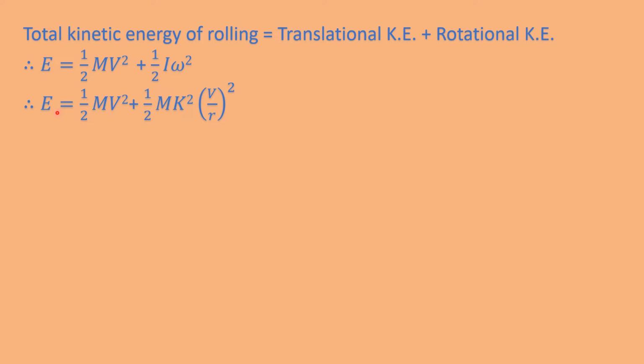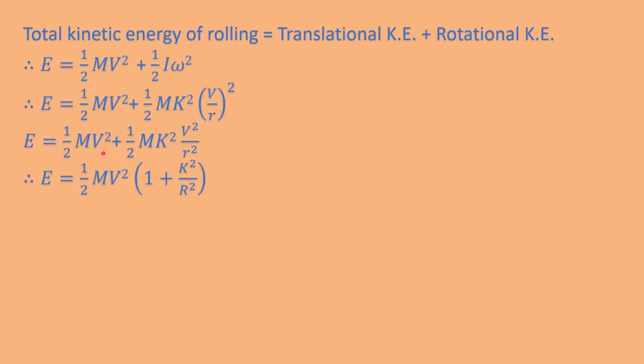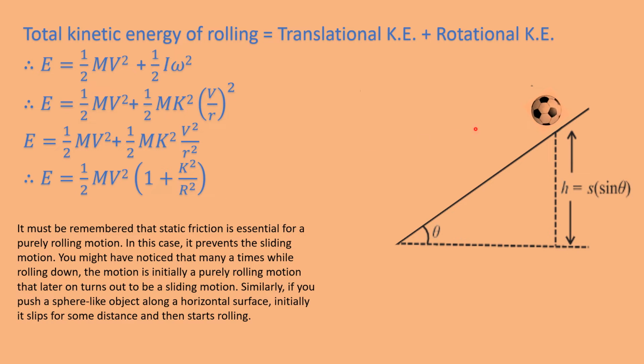So we can write the E value is equal to half mv square plus half mk square into (v upon r) the whole square. Open the bracket, and it is found that half mv square is a common factor, and we can take it out of the bracket, and we can write the equation as E is equal to half mv square into the bracket 1 plus k square upon r square. This is the total kinetic energy of a rolling object when it is rolled down from an inclined plane.